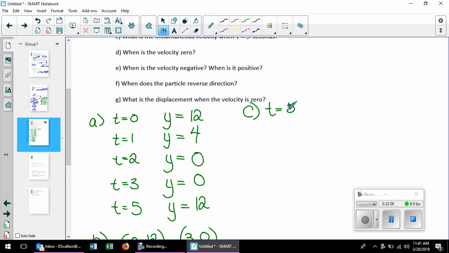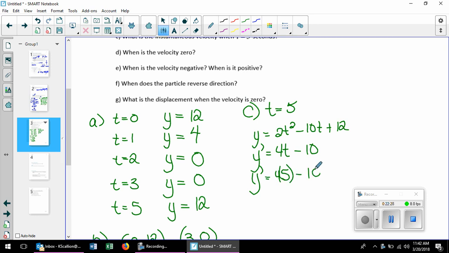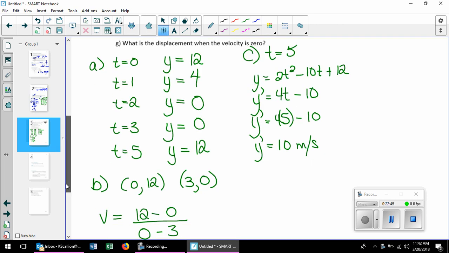So I'm finding it when t is equal to 5. My equation is y equals 2t squared minus 10t plus 12. So my derivative is going to be 4t minus 10. So y equals 4 times 5 minus 10. So y is equal to 10 meters per second. And constant, so which direction am I going? Right. Or up. Whatever you want, Kevin. You do you.